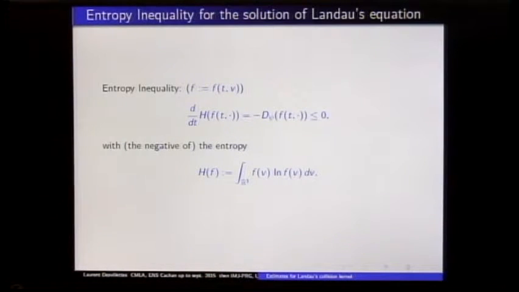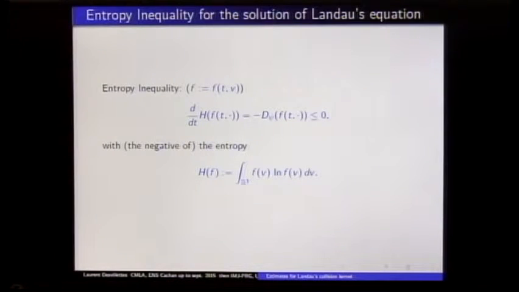Thanks to those properties, it's possible to write down the so-called entropy inequality for the solution of Landau's equation. So now you suppose that F is a solution of the spatially homogeneous Landau equation. That is, you have df over dt equal to Q of f. And you write down H of f as the integral of f log f. So this is the negative of the physical entropy. And you compute d over dt of this quantity.